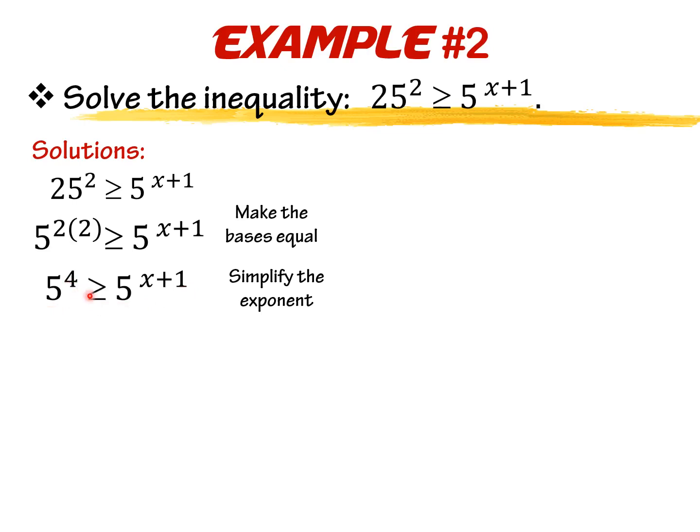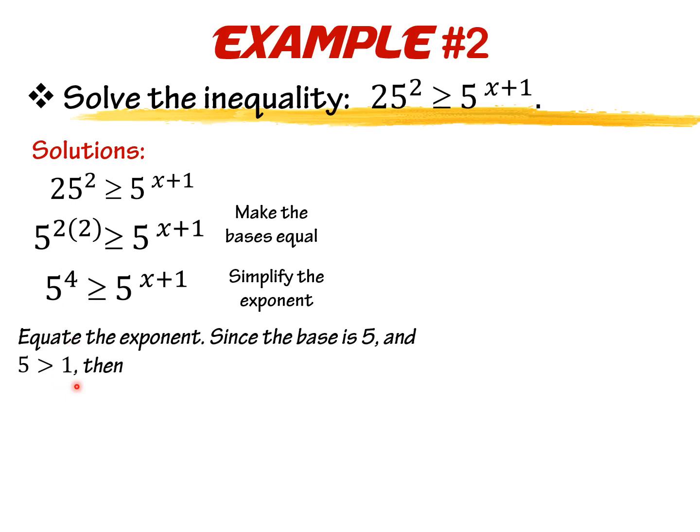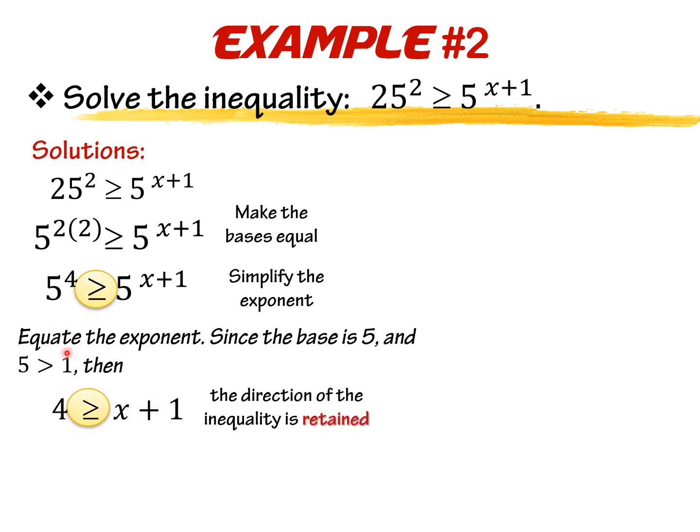So we can get the inequality by considering the base. The base is 5. 5 is greater than 1. Therefore, the direction of the inequality will not be changed. It will be retained. So we'll have 4 greater than or equal to the exponent x plus 1. Now we transpose positive 1, so that will be on the left side, or apply the subtraction property of equality. So we will have 4 minus 1 is greater than or equal to x, and that will give you 3 is greater than or equal to x.